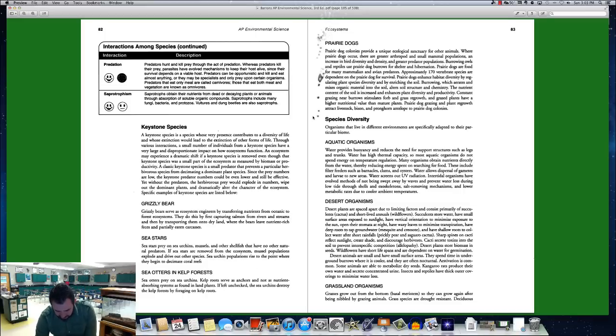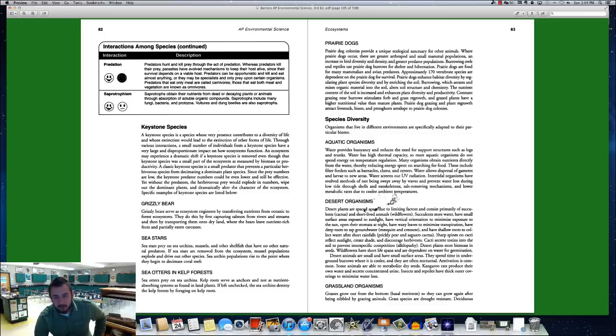Let's take a look at species diversity. This is organisms that live in different environments and are specifically adapted to their particular biome. And so there are different organisms that have obviously adapted well to those specific ecosystems. For instance, aquatic ecosystems. Water provides buoyancy, reducing the need for supportive structures like legs and trunks. And all these different characteristics of water itself reduce energy spent searching for food. These include feeder fish, barnacles, clams, and oysters, which have all adapted to living well in aquatic habitats.